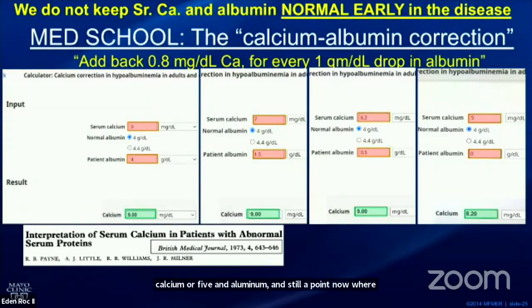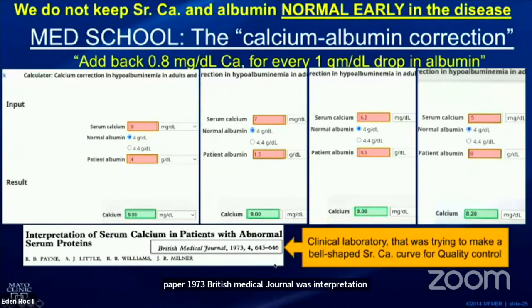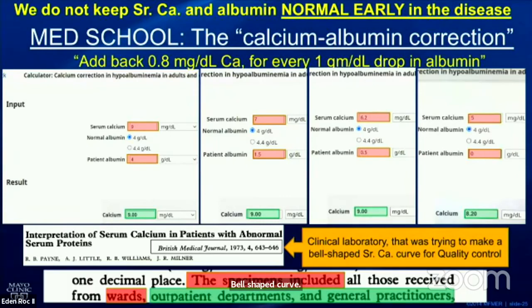Now, where did this all come from? The original paper, 1973, British Medical Journal, was Interpretation of Serum Calcium in Patients with Abnormal Serum Proteins. And this was from a clinical laboratory. What they were trying to do was a normalization of the two peaks that they saw into one bell-shaped curve. And the only way they could do that was by applying these calculations, because the specimens that they included were from wards, sick patients, and outpatient departments. So one had a cluster of normal calciums, the other had a cluster of low calciums.